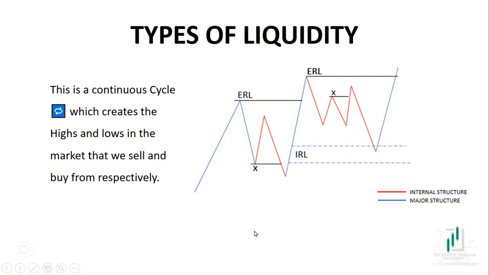This continuous cycle creates the highs and the lows in the market where we sell from and buy from respectively. So what I'm trying to say is that the market essentially moves from external range liquidity to internal range liquidity, then from internal range liquidity to external range liquidity. It's just a continuous cycle. When the market takes out external range liquidity, it will be drawn to a level of internal range liquidity, such as a fair value gap or an order block.